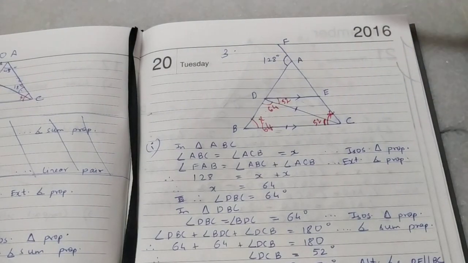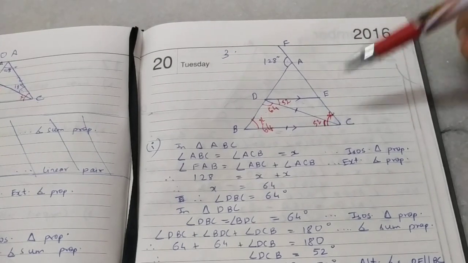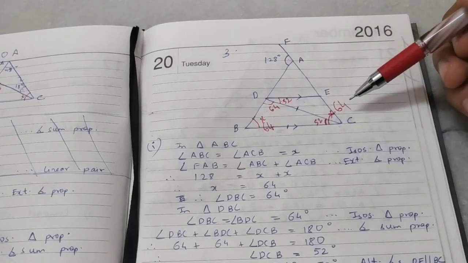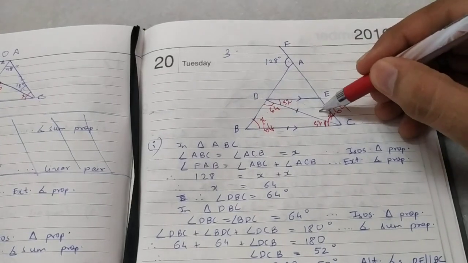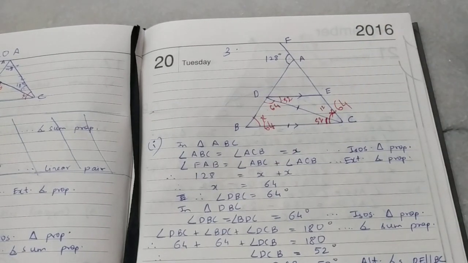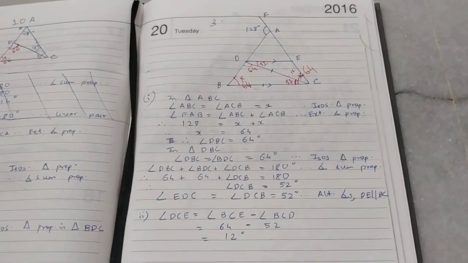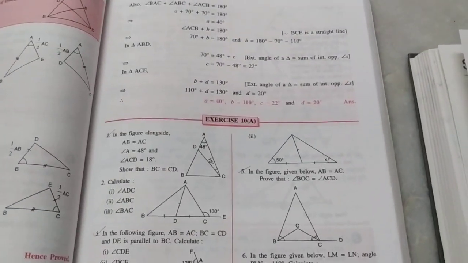Now Roman number 2 asks for angle DCE. Well, this total angle X was what, 64? We found that. Subtract 52 from that, we get this angle as 12. So I'll be sending you pics of all these solutions, but if you wish, you can pause it and solve as well.